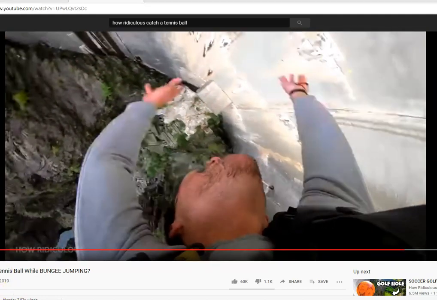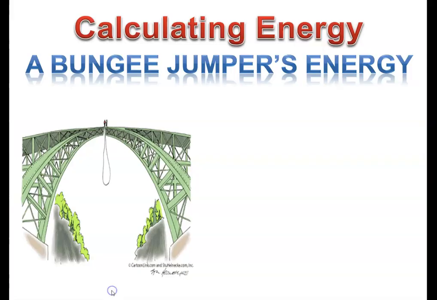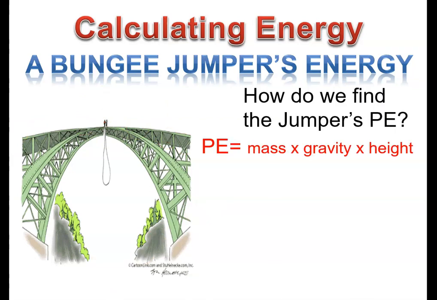All right, now how do we take care of this and calculate his energy? All right, so energy, in this case, potential energy, has to do with mass, gravity, and height. So how do we find this jumper's potential energy? We have to know the sum total of all the particles in their body, their mass. We multiply it by how gravity accelerates things on Earth. And if you remember, it was 9.8 meters per second squared. And then we just have to know how high in the air this person is.